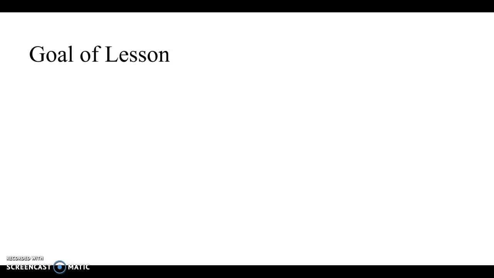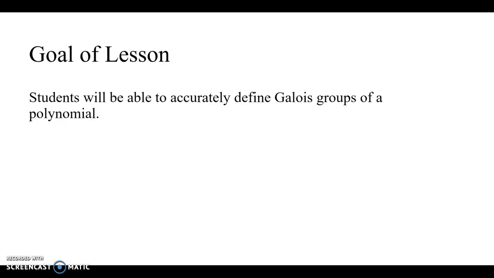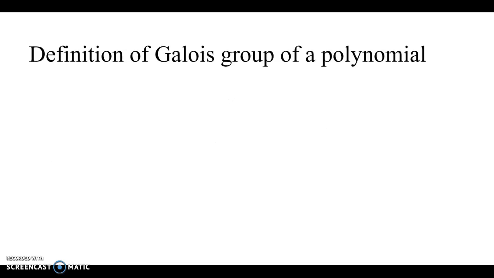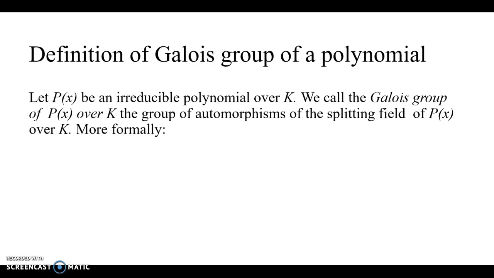Okay, so the goal for the lesson is that students are going to be able to accurately define Galois groups of a polynomial. I also want you guys to be able to correctly determine the Galois group of a polynomial of degree less than 5. So let's just get right into that definition of a Galois group of a polynomial.